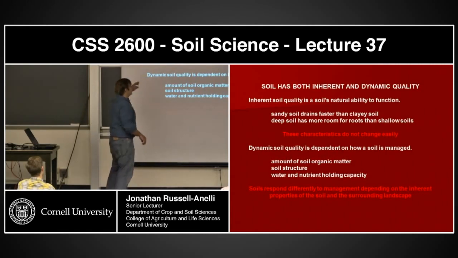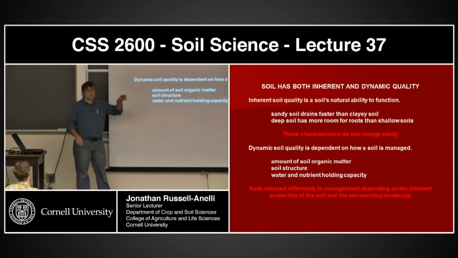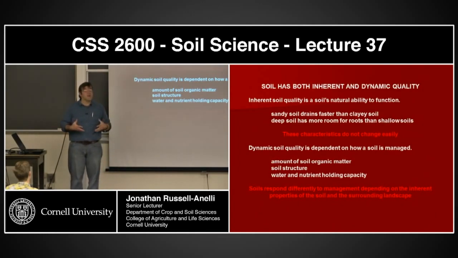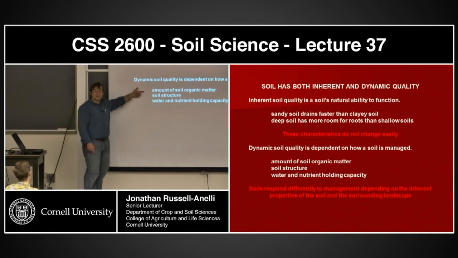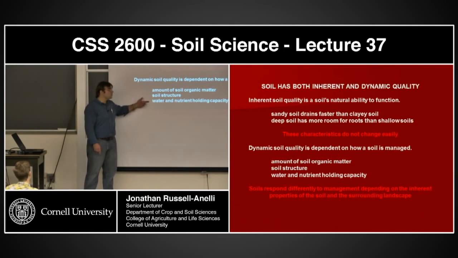Okay? Now, there are also dynamic characteristics. These are things that you can manage and change in a reasonable fashion. A good example of this is the amount of organic matter that's in a soil. How you grow your crops, how you harvest, how you add amendments is going to have a huge impact upon soil organic matter. How you manage it is also going to have a huge impact on soil structure. The water holding and nutrient capacity of soils are often very much driven by organic matter. So if you can manage this, you can potentially manage that. Does that make sense? Yeah? Okay.